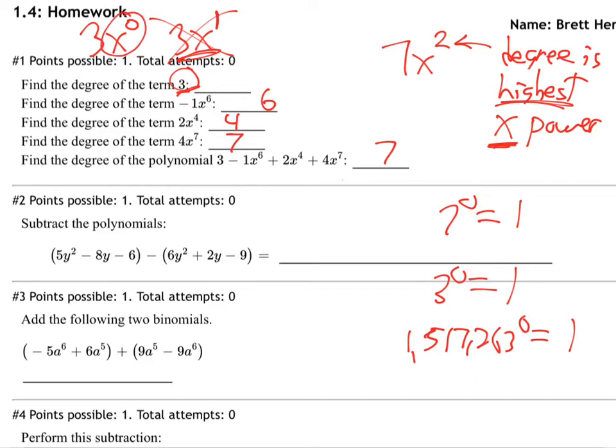So I could write x to the 0, and that's the same thing. 3 times x to the 0 is the same as 3 times 1, right? Because x to the 0, or anything to the 0 is 1. And 3 times 1 is what? The same as 3. So long story short, a plain 3 is the same as 3x to the 0. So what's the power on the x? 0. When there's no x at all, the degree is 0.